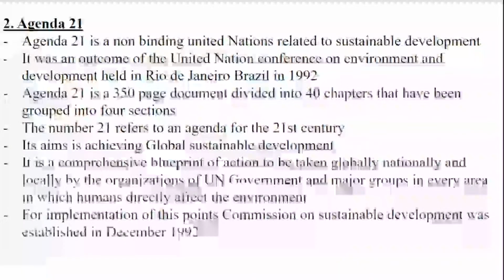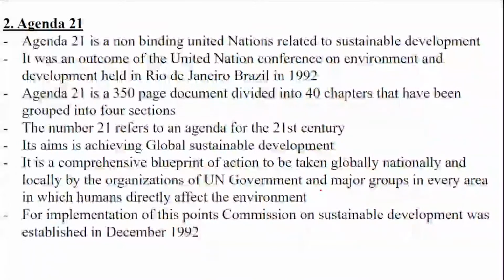Okay. Now Agenda 21. It is a non-binding United Nations action plan related to sustainable development. Yes, this Agenda 21 worked on sustainable development. It was an outcome of the United Nations Conference on Environment and Development, which was held in Brazil in 1992. So just now we saw Brazil 1992, then we had Johannesburg. So what is this Agenda 21? It is nothing but a 350-page document which is divided into 40 chapters. Okay, the number 21 refers to the 21st century.